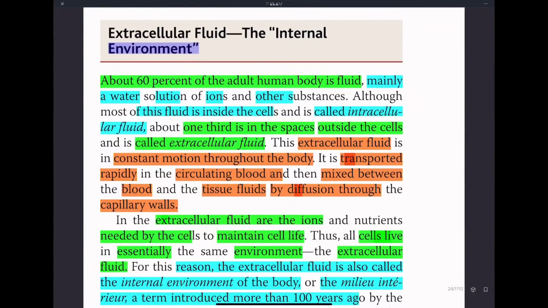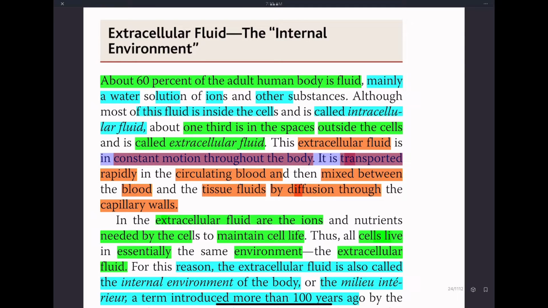The internal environment. About 60% of the adult human body is fluid, mainly a water solution of ions and other substances. Although most of this fluid is inside the cells and is called intracellular fluid, about one-third is in the spaces outside the cells and is called extracellular fluid.